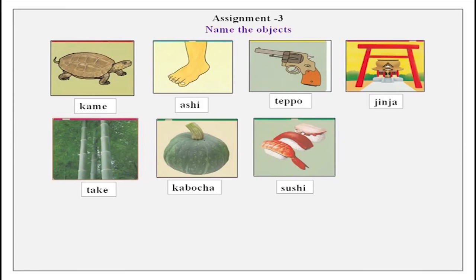Sushi. Well, sushi you can see is very interesting. It's a delicacy and it is made out of rice balls and raw fish, or we could say raw seafood. You can see a lot of things put on rice balls and you eat it with sauce. It's a delicacy and it's liked a lot by foreigners as well.